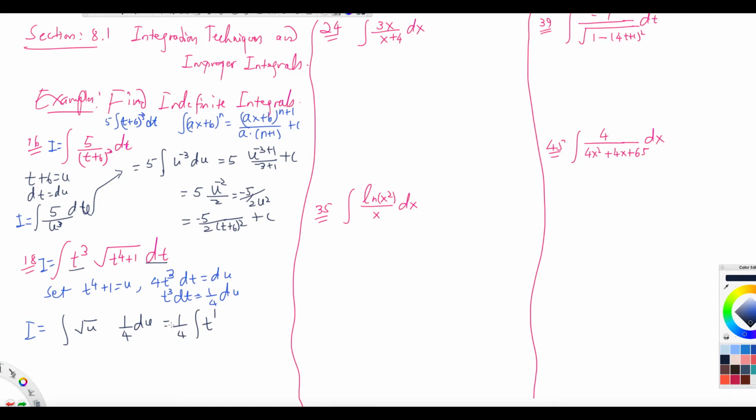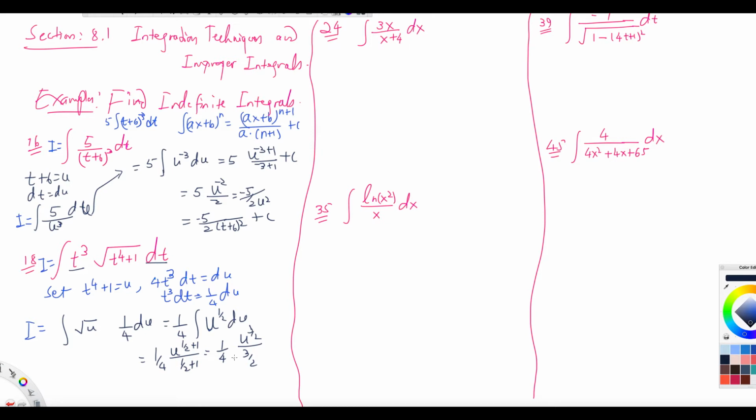So u to the 1/2, and then du. So what is the integral of that? That is 1/4 u to the 1/2 plus 1 over 1/2 plus 1. That's the power rule, right? That is 1 over 4 u to the 3/2 divided by 3/2, right?